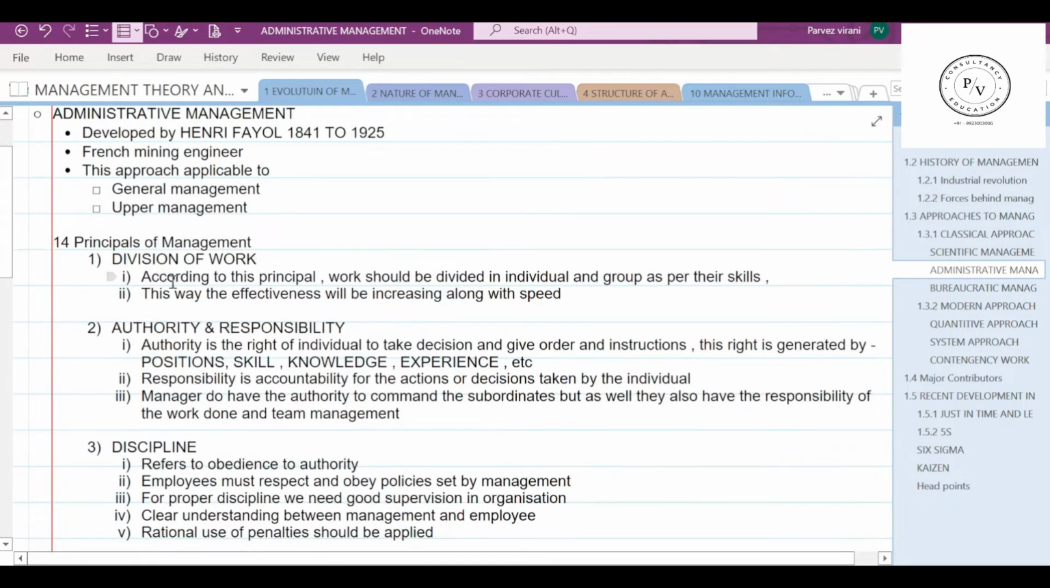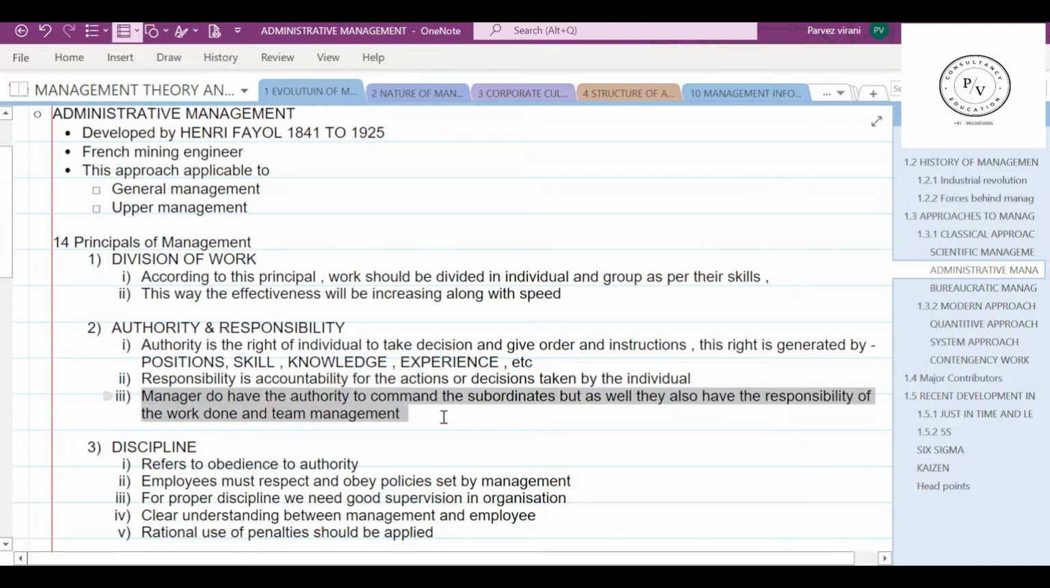Division of work. According to this principle, work should be divided in individual and group as per their skills. The way the efficiency will be increasing along with the speed. Authority and responsibility. Authority is right of an individual to take the decision and give order and instructions. The right is generated by the position, skill, knowledge, experience. Responsibility is accountability, action and decisions taken by the individual.